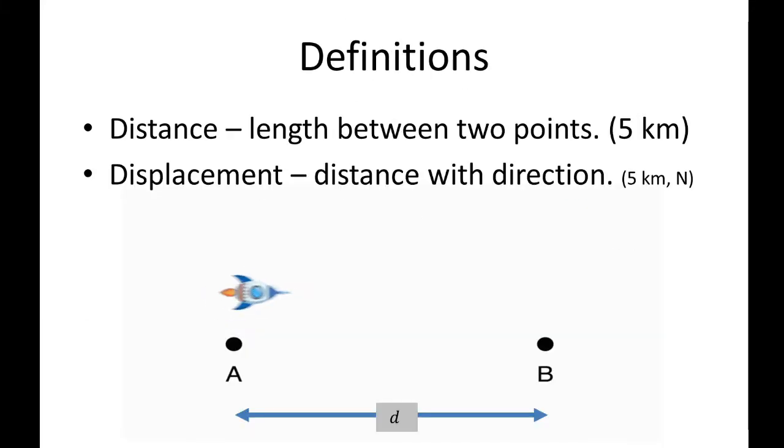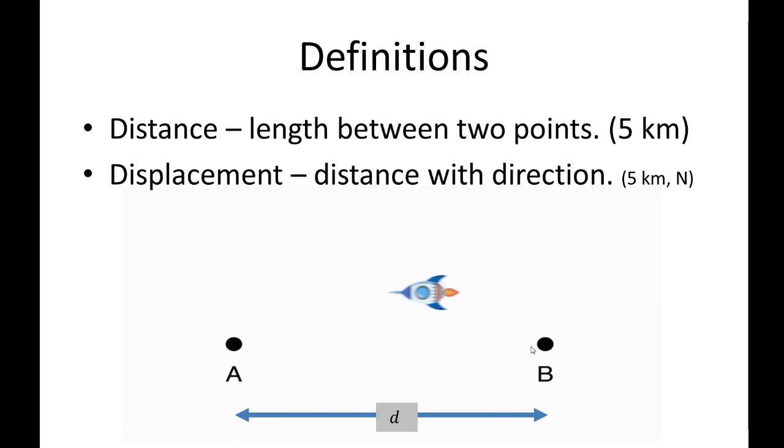Now let us go through the definition of the terms that you are going to use all throughout the discussion. We have distance, the length between 2 points. If we have point A and point B, as this space shuttle moves from point A to B, then the length between point A and B is what we call distance. For example, if the measured length is 5 kilometers, then the distance between A and B is 5 kilometers.